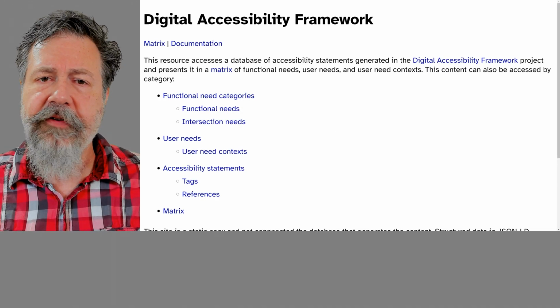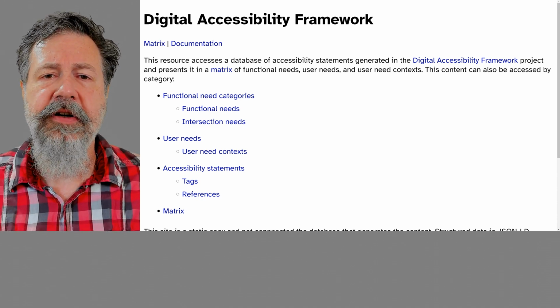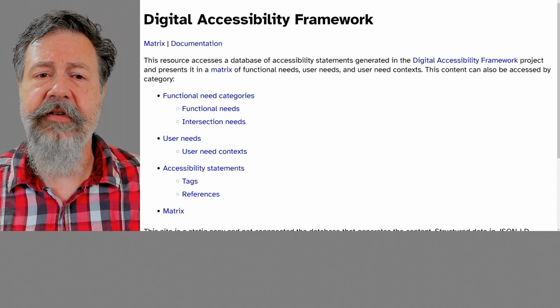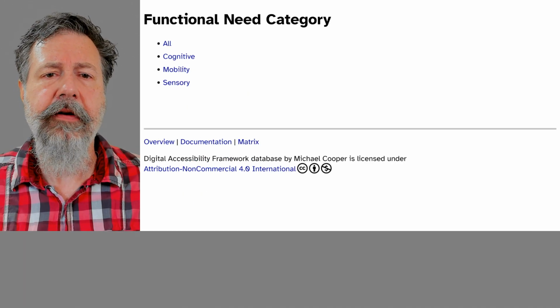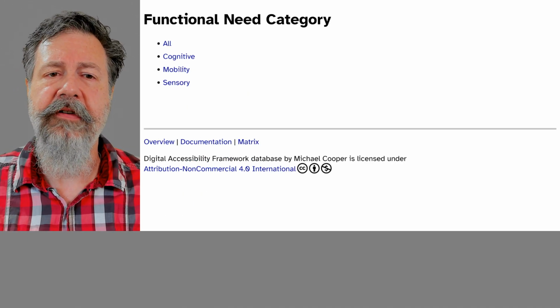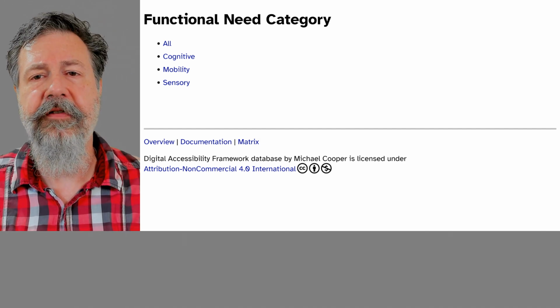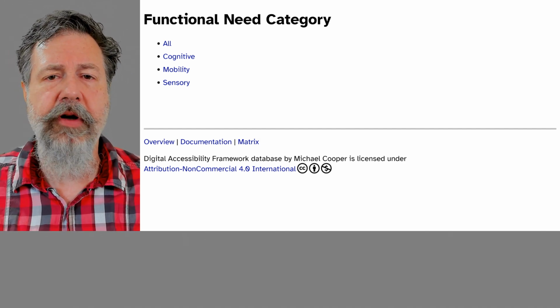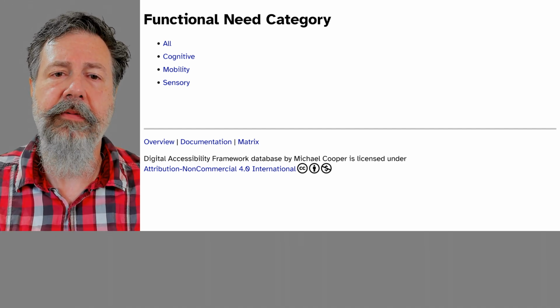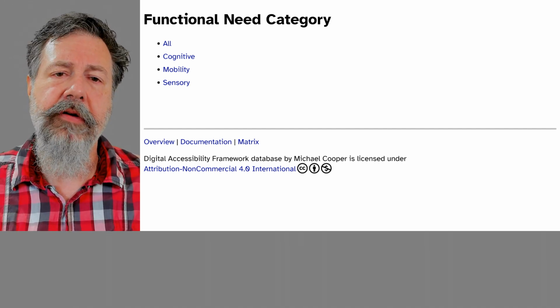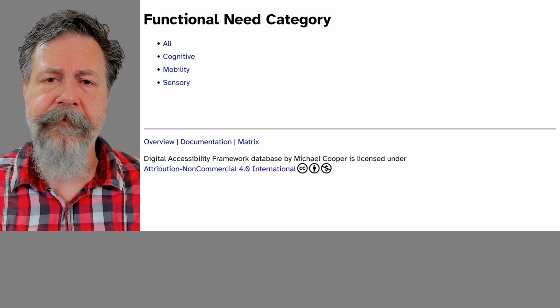The different types of resources are organized on the overview page, which is primarily a list of everything available in the database. I'll start with the functional need categories. In alphabetical order, these are all, cognitive, mobility, and sensory. The categories follow the WCAG 2 structure of POUR, or perceivable, operable, understandable, and robust, though we don't include robust at the current level of detail.